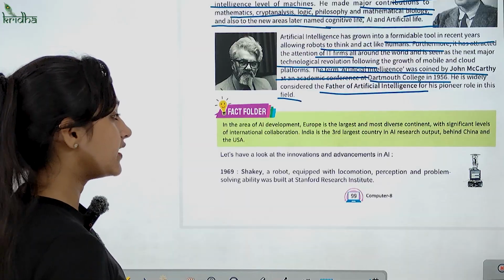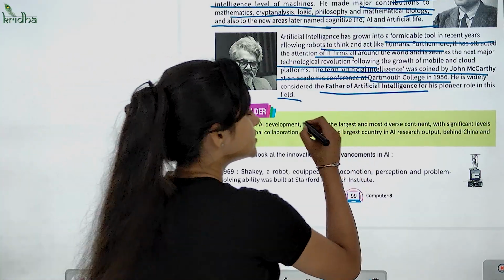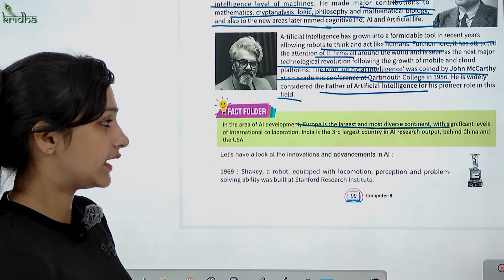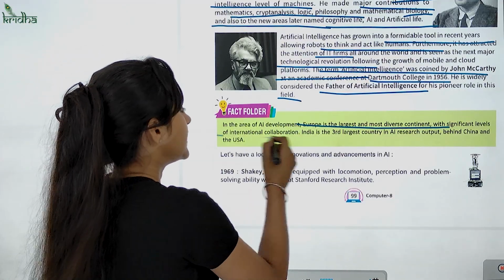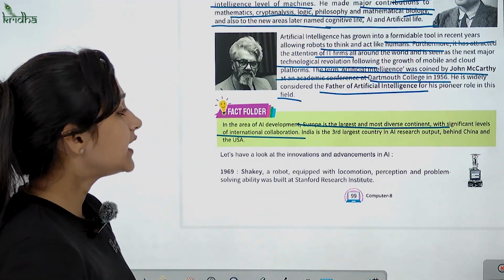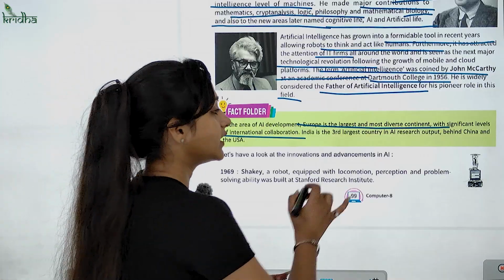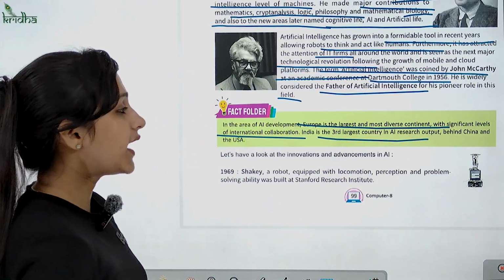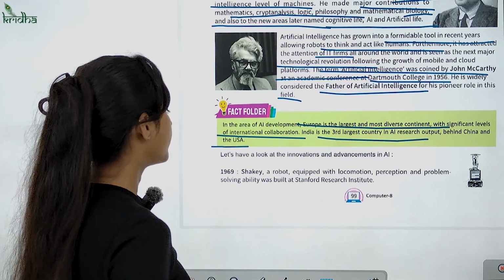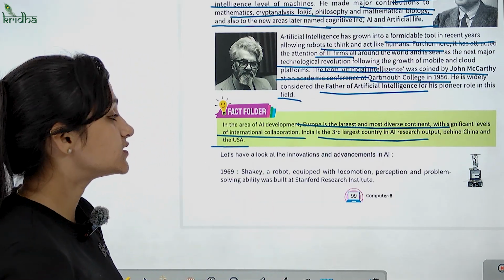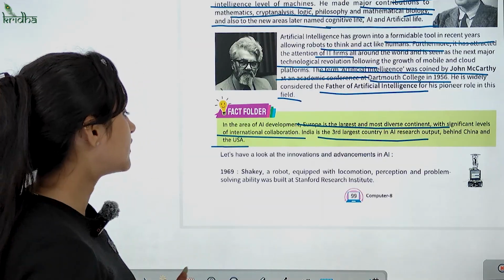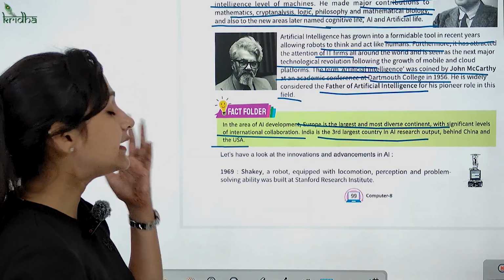In the area of AI development, Europe is the largest and most diverse continent, with significant levels of international collaboration. India is the third largest country in AI research output, behind China and the USA. Let's have a look at the innovations and advancements in AI.